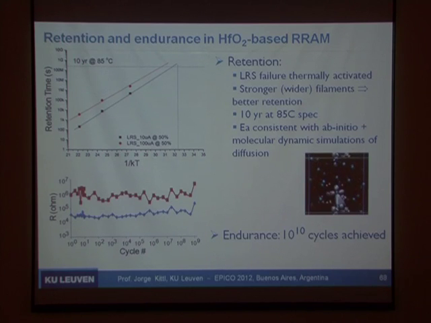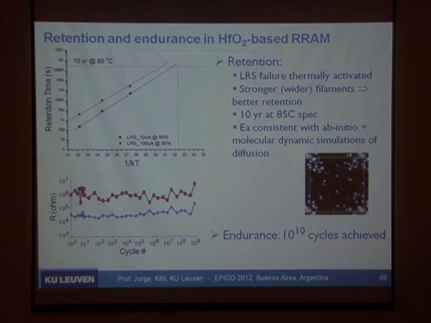In terms of the retention and endurance, I did mention that there are some fundamental problems. The mean of the distributions in terms of retention works quite well, and we could correlate retention with basically diffusion of species out of the filament. There's still an issue with the distribution, so some of the tail bits will have problems. Endurance, we have achieved up to 10 to the 10 cycles, and at the beginning we had a lot less, maybe 10 to the 4.